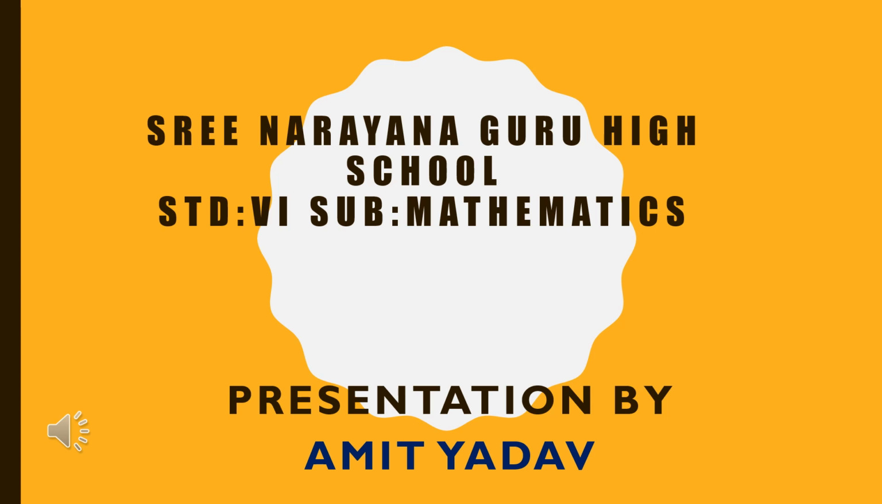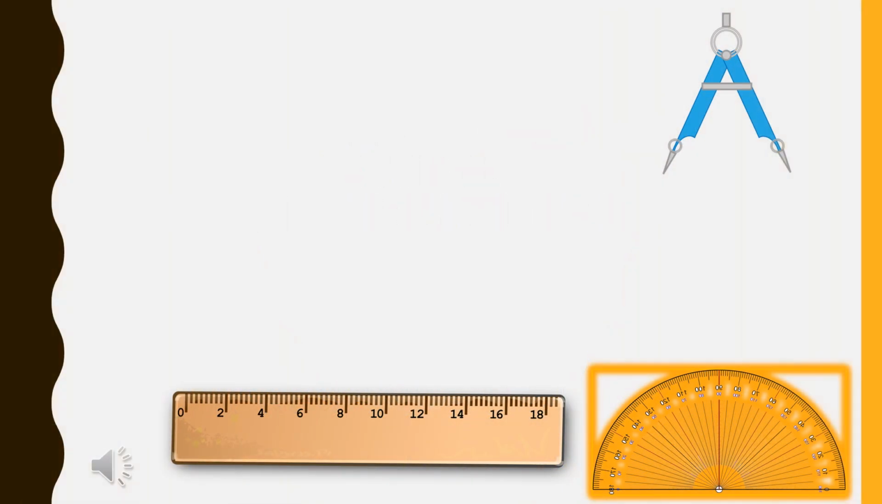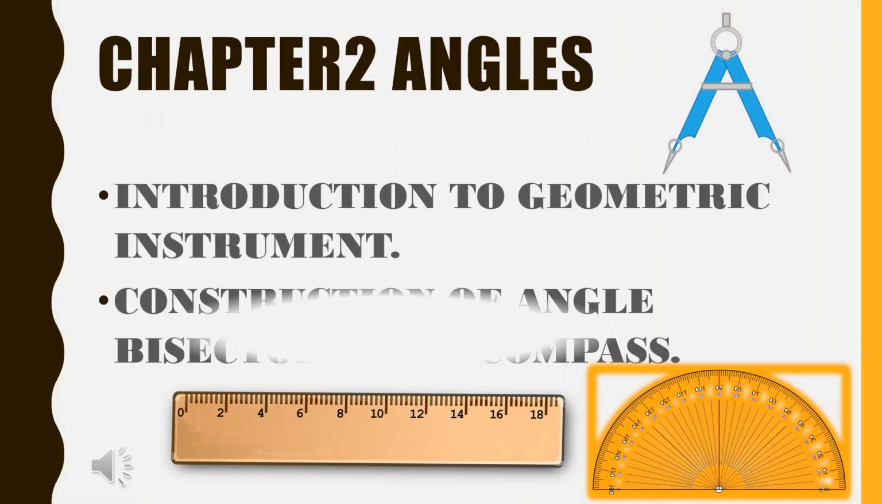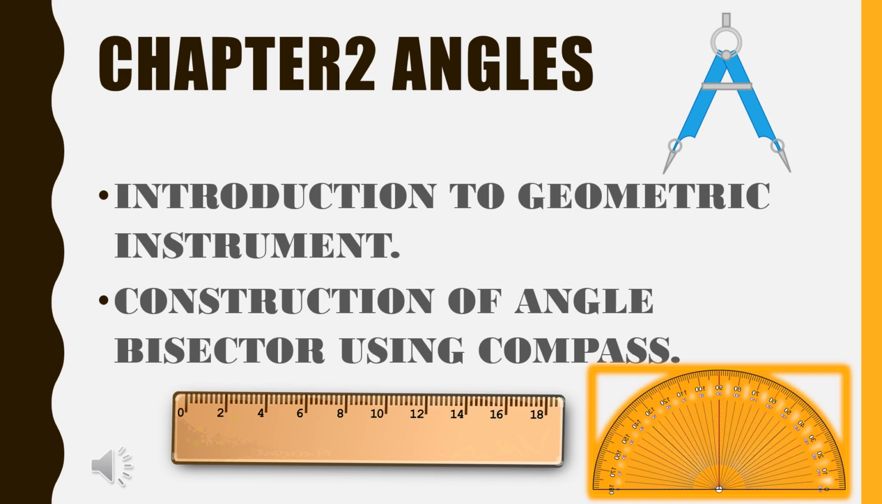And today we are going to do part 2 of chapter Angle. Students, today we are going to do part 2 of chapter 2 Angles. We will see introduction of geometric instruments and also how to construct angle bisector using compass.